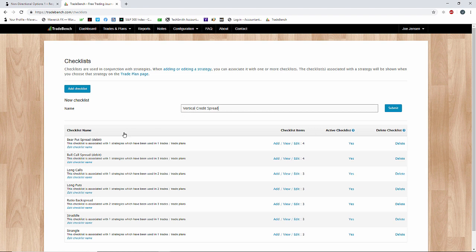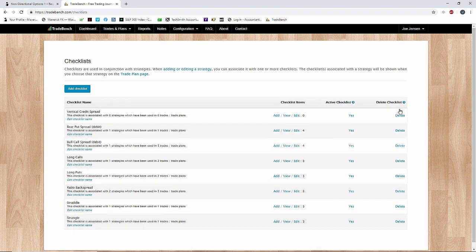Now you can see that I actually did the bear put spread and the bull call spread down in here individually. But I'm going to see if I can't get away with just doing it as one, because the deltas that we're selling and buying are going to be assumed on either side, depending on whether you're looking at the call side or the put side. So I'll go ahead and hit submit so we get this thing up and running. There it is, the vertical credit spread. And let's go ahead and edit this.